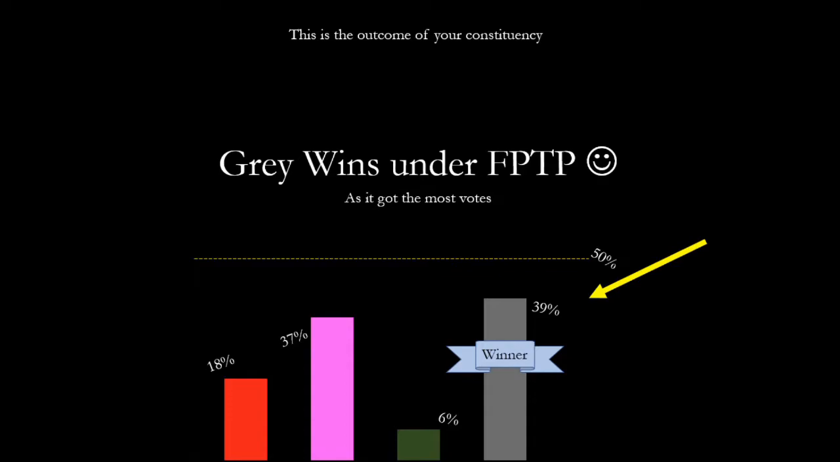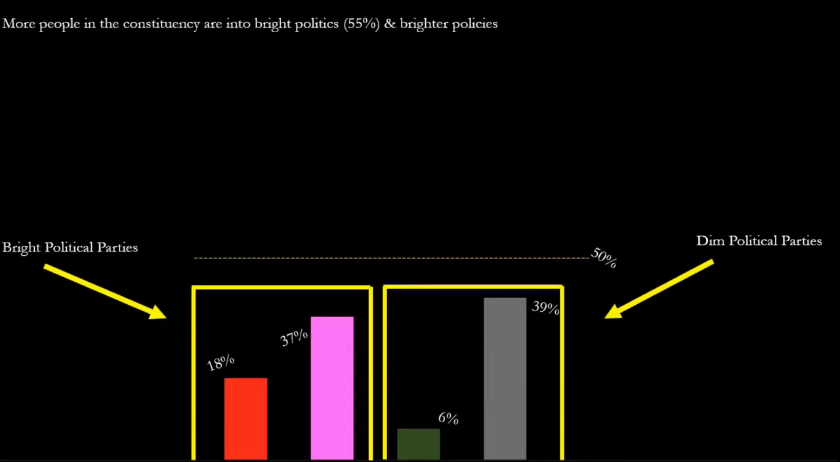So this means that despite only being 39% of the constituency, the person that represents this seat gets 100%, like these 39% get 100% of the representation in Parliament, right? These other people, everyone else, don't get the same representation in Parliament as the grey vote does, okay? And more people in that constituency are into a different type of politics, even if you add up everyone else in that constituency being into that type of politics, even if you group them up.